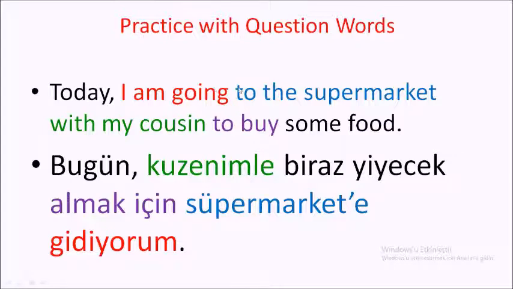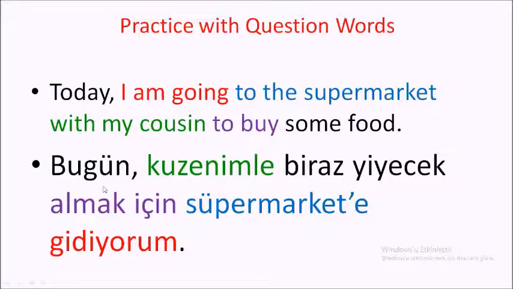Now, today I'm going to the supermarket with my cousin to buy some food. This is our sentence. Let's see it in Turkish slowly. I will tell you this slowly. Bugün, and the colors you see the same way. Today, bugün, with my cousin, kuzenimle, some food, biraz yiyecek, to buy, almak için, to the supermarket, süpermarkete, I'm going, gidiyorum.